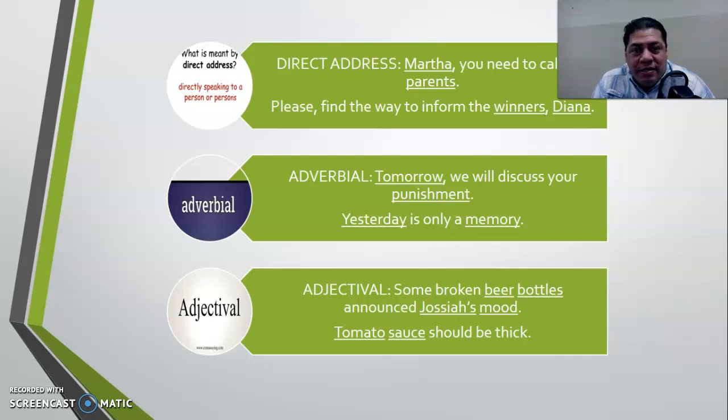The next case is the adjectival. Now, a noun that behaves like an adjective is an adjectival. And for you to classify a noun as an adjectival, something has to happen. It has to be next to the word that it is modifying. So you're going to have noun 1 and noun 2. And noun 1 is going to say something about noun 2. Check the examples.